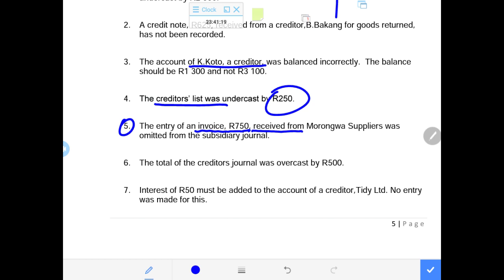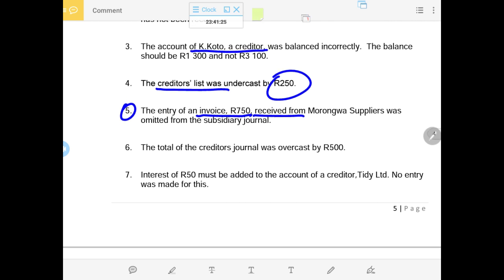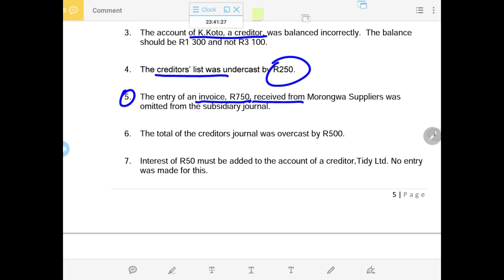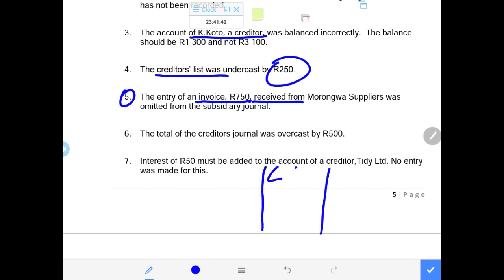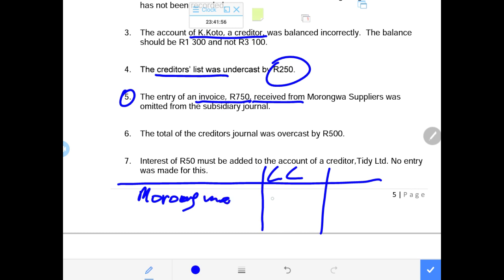journal. Remember, when we omit in the subsidiary journal, if we look at the exercise I did on the subsidiary journal, with the name record transactions on subsidiary journals, in that recording I had the templates of all the columns for you. There is a column that is called creditors control. In that column, you write the name of the creditor that you bought on credit from. If in this case we bought from Morongwa, this will be under details. Then we write under the creditors control column.